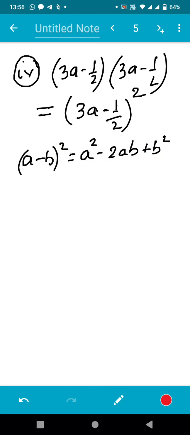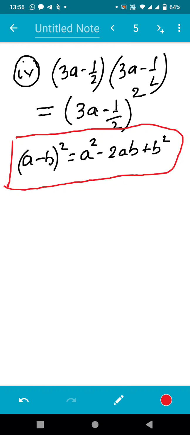So we'll put this identity inside the box, and now we'll write what is there in place of a. In place of a we have 3a, and in place of b what we have 1 by 2, not minus 1 by 2. Repeatedly I am saying not minus 1 by 2. So this also we'll put inside the bracket.